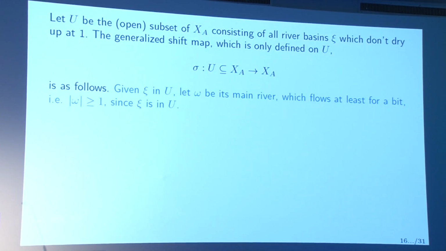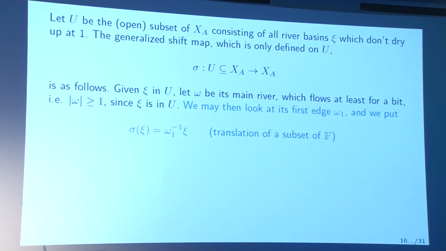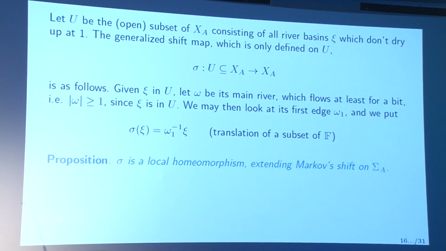as follows. Given any element xi in U, xi is a river basin, so it has a river which has a positive length. So you look at its length, which is going to be bigger than 1, and so you look at the first edge of the river and you translate it. So this translation will be another element of the space XA, and that defines the generalized shift. And the proposition is that sigma is a local homeomorphism which extends the Markov shift sigma on sigma sub A.